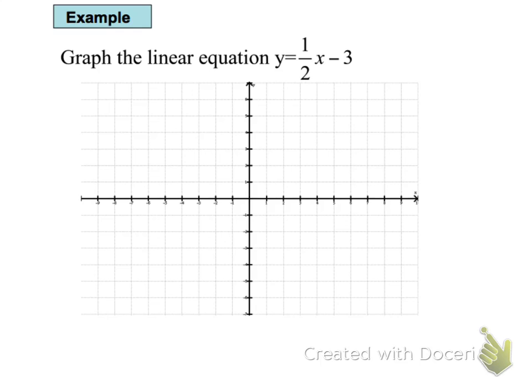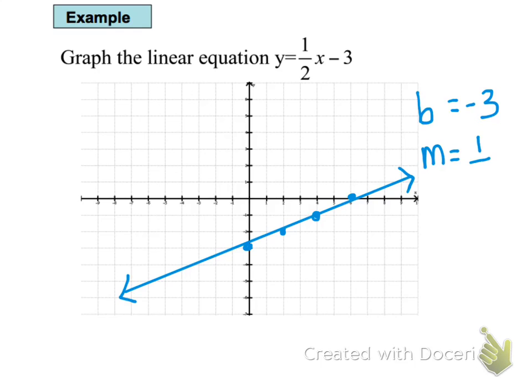Go ahead and pause your video and try graphing this one. Alright, hopefully your graph matches mine. You should have had an intercept of negative 3, a b value of negative 3, and then your slope was 1/2. So you should have raised 1 and run 2, and you'll get that line there.